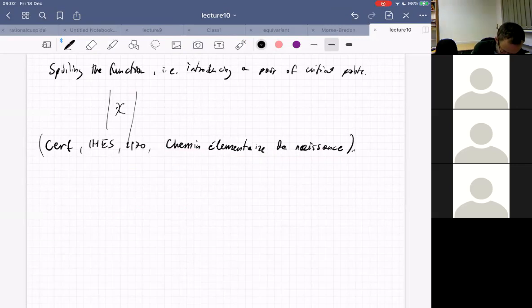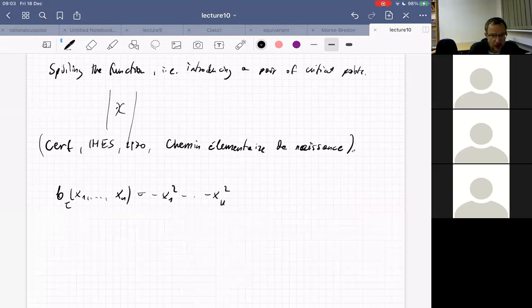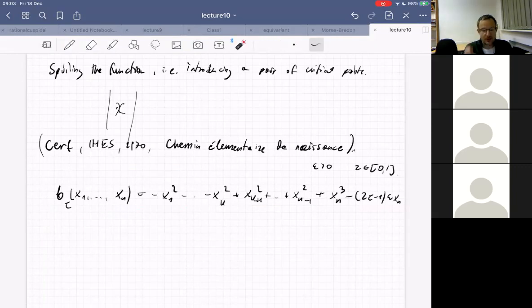We start with an auxiliary function, which I call B, like birth, of x1, ..., xn. Let me just copy it from my notes. I will call it B_tau, with subscript tau, equal to minus x_1 squared, minus ... minus x_k squared, plus x_{k+1} squared plus ... plus x_{n-1} squared, and now x_n cube minus 2 tau minus 1, let's put epsilon x_n, where epsilon is a parameter and tau is in [0, 1].